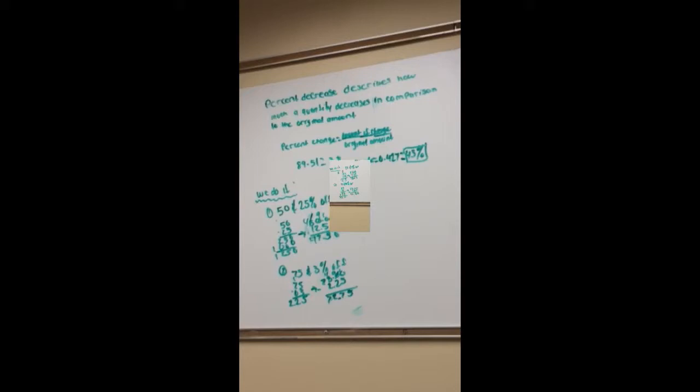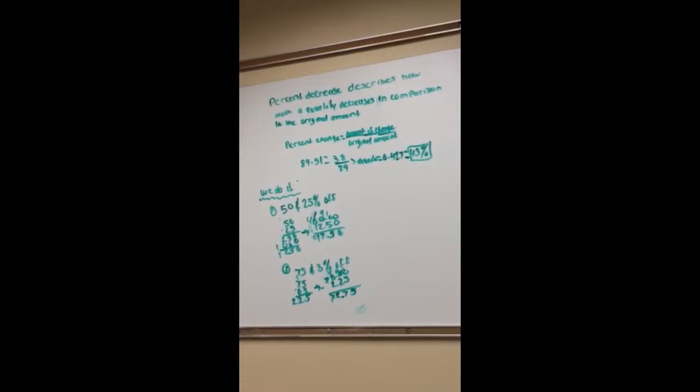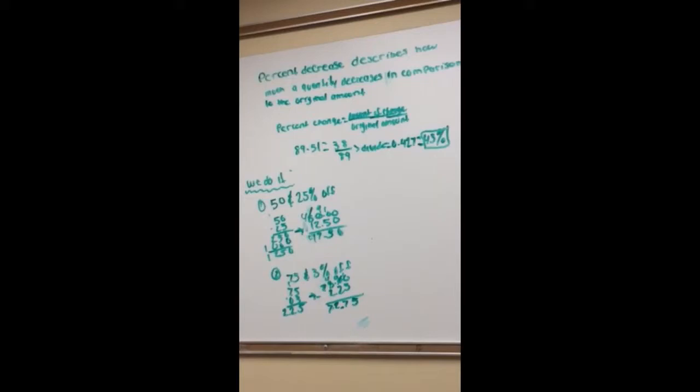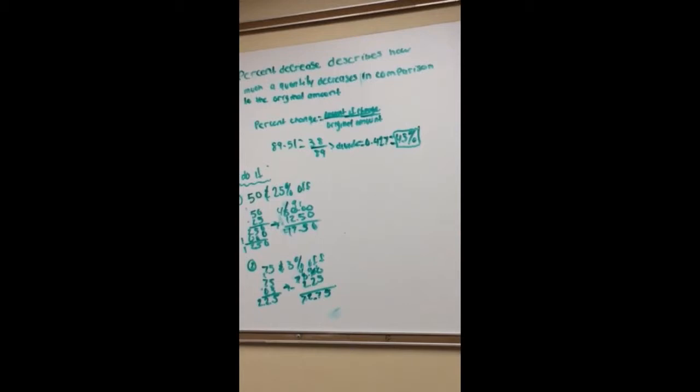Percent decrease describes how much a quantity decreases in comparison to the original amount. Percent change is amount of change over original amount. For example, 89 minus 51 equals 38 over 89. You divide it, you get 43%.